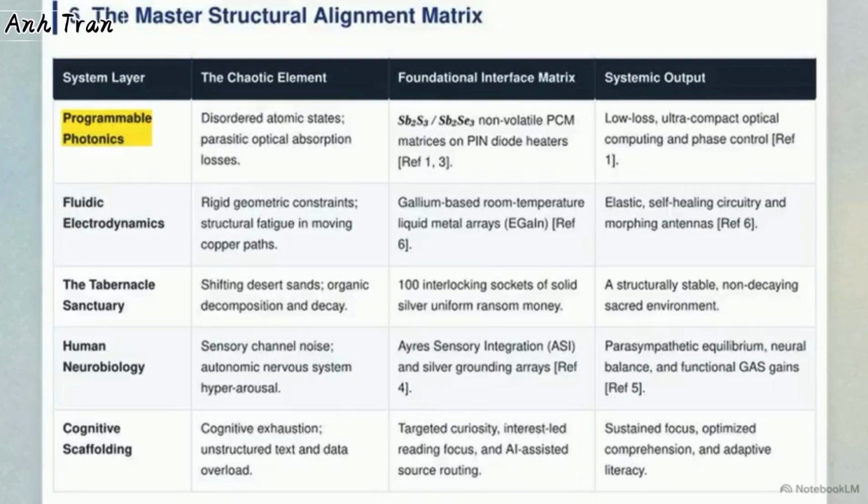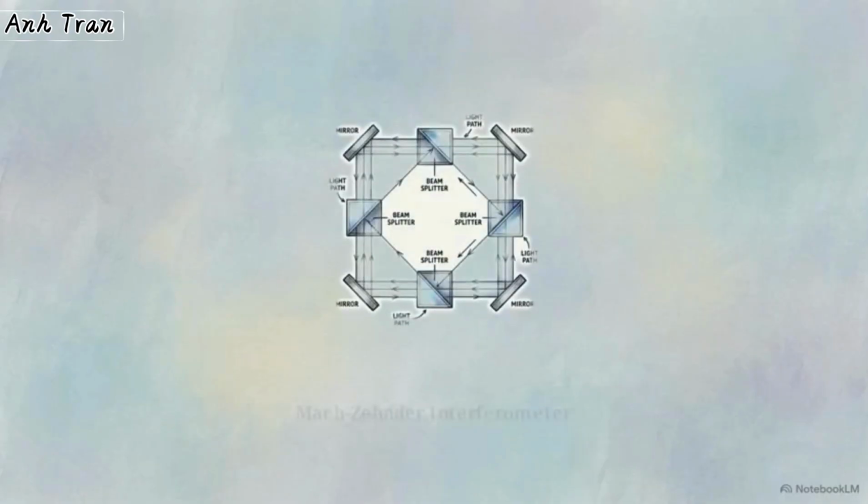At the nanoscale, we see this matrix applied to next-generation programmable nanophotonics. The chaotic element at this scale consists of disordered atomic states, which trigger continuous power dissipation and parasitic optical absorption. This is a Mach-Zehnder interferometer.